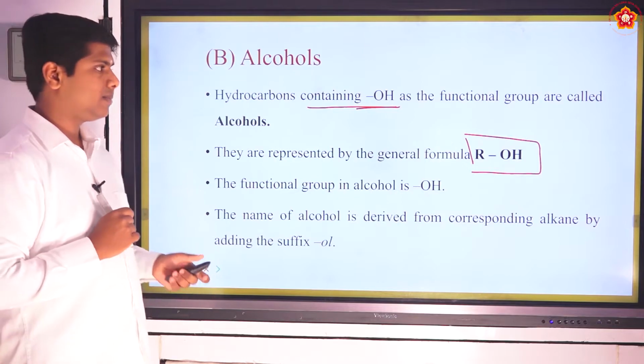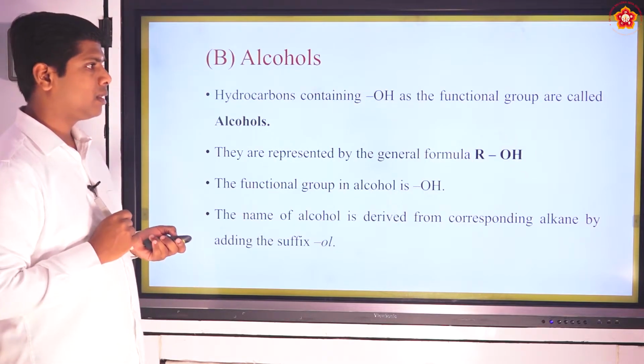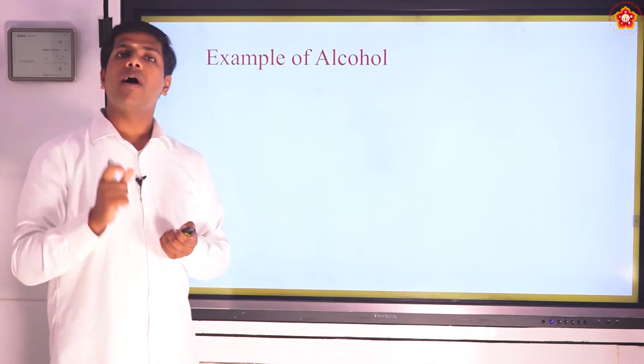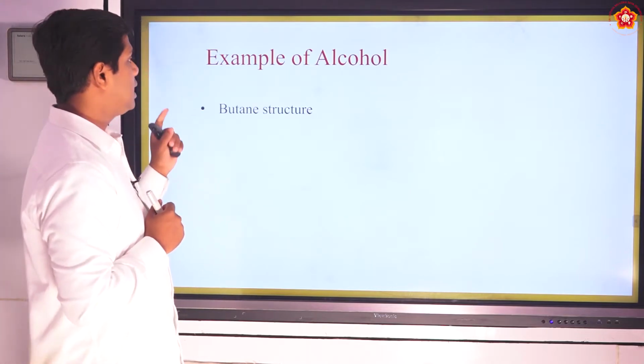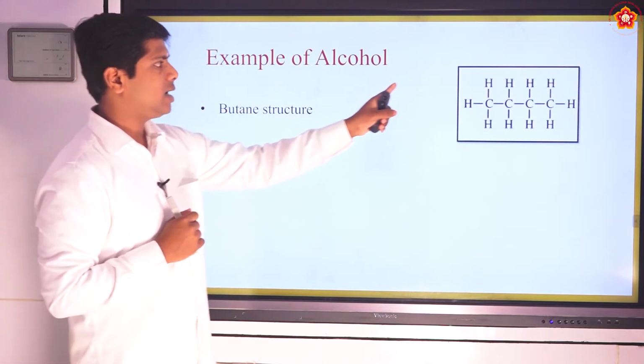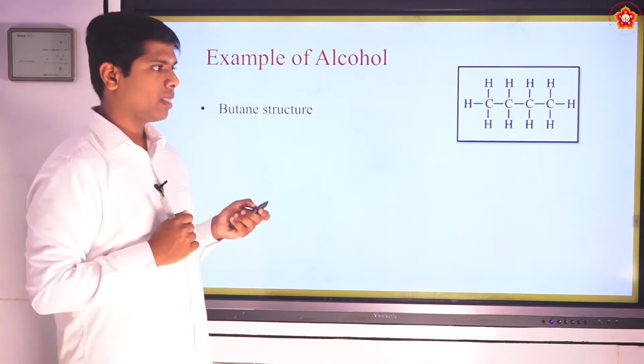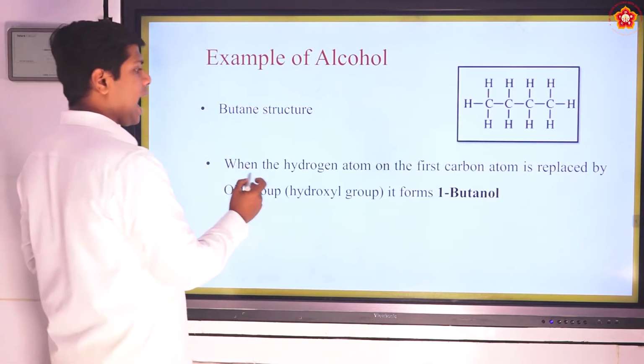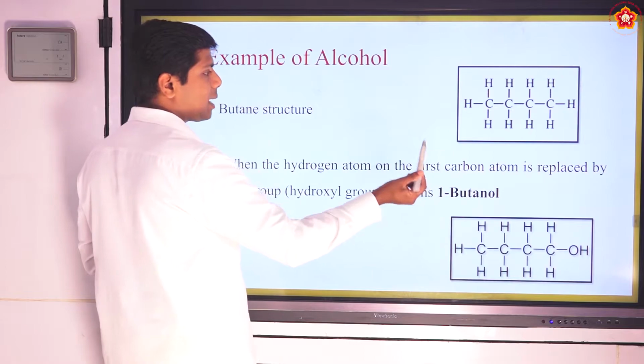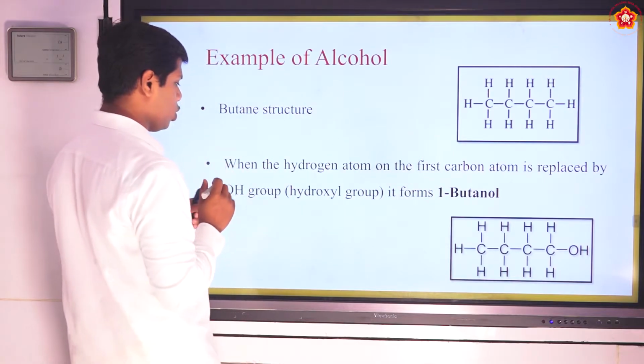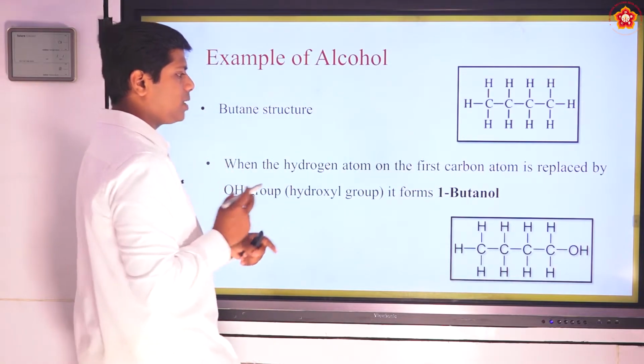This is the suffix. Next, let us look at an example of an alcohol. First, let us write the butane structure. This is the butane structure. Next, when the hydrogen atom on the first carbon atom is replaced by the OH group, that is the functional group, the hydroxy group, it becomes 1-butanol.